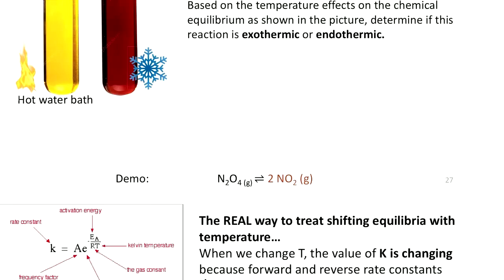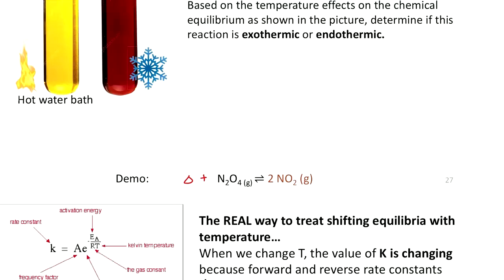So based upon these observations, hot water, cold water, where does triangle go? Where's triangle gonna go? Just guess and check. I don't know, I'm gonna put it there. Put triangle there, heat it up, it should turn brown. Is that what I see? Yes, it is. So it looks like triangle goes on the reactant side.